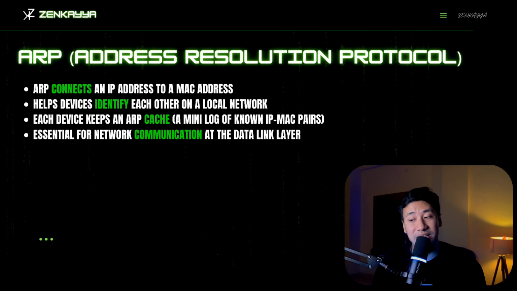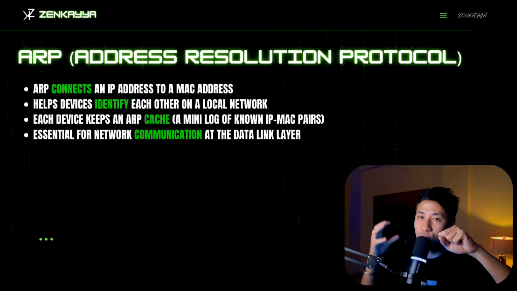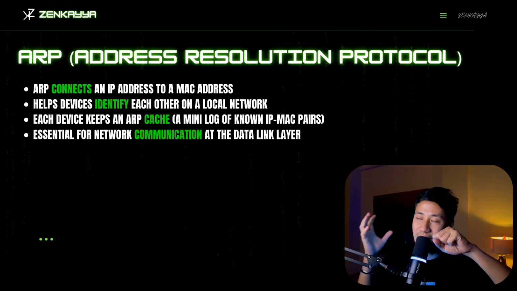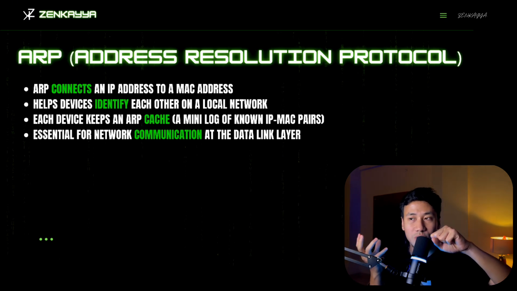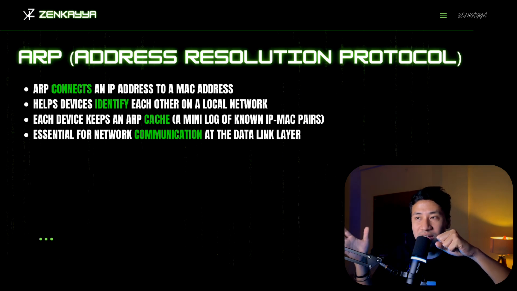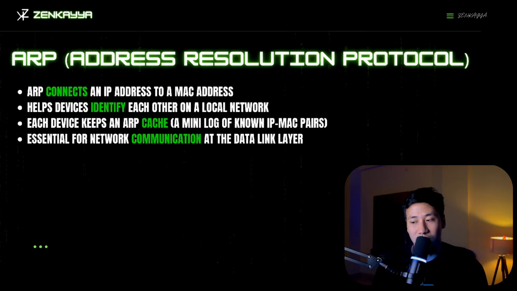Helps devices identify each other on a local network, very important. So each device keeps an ARP cache. Basically it will have some memory where it will store some cache, already stored memory, so that it can store how many devices are there in my router. Let's say how many devices are connected, and if you are doing communication, it can send to that particular MAC address. All right. So essential for network communication at the data link layer, that is second layer in OSI model.